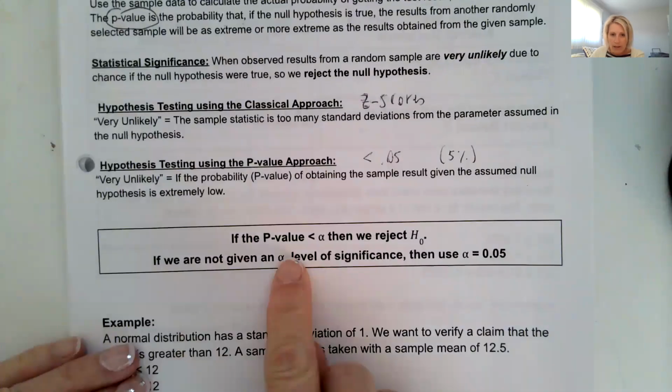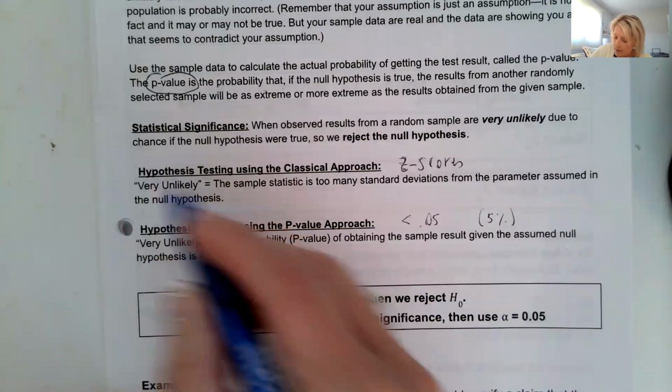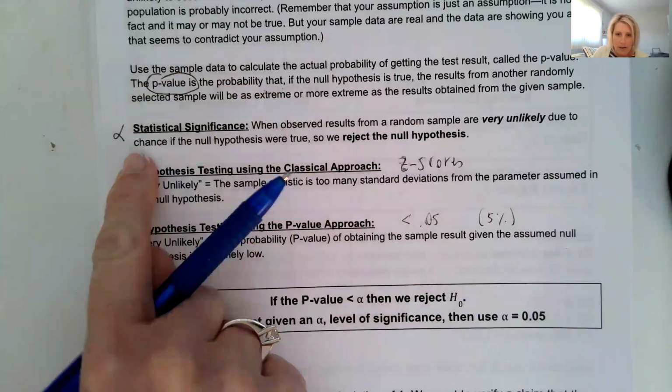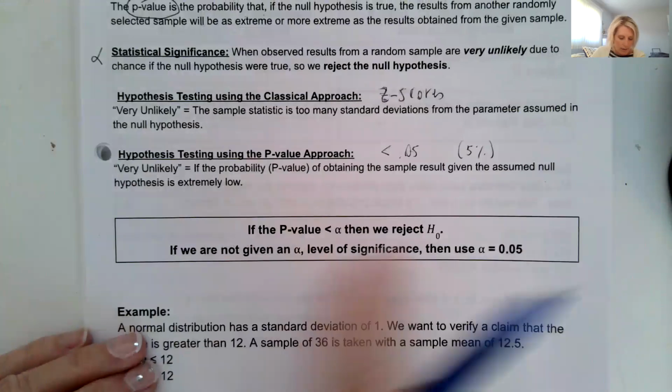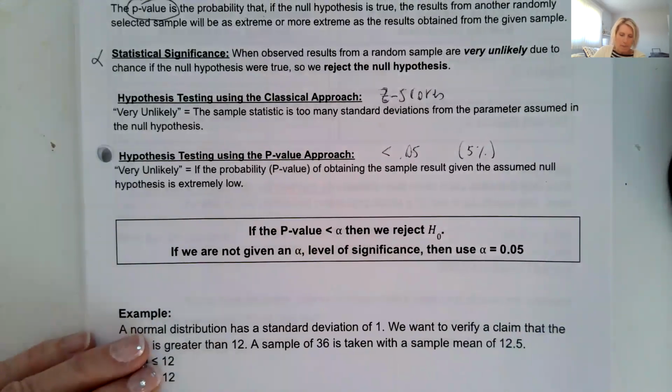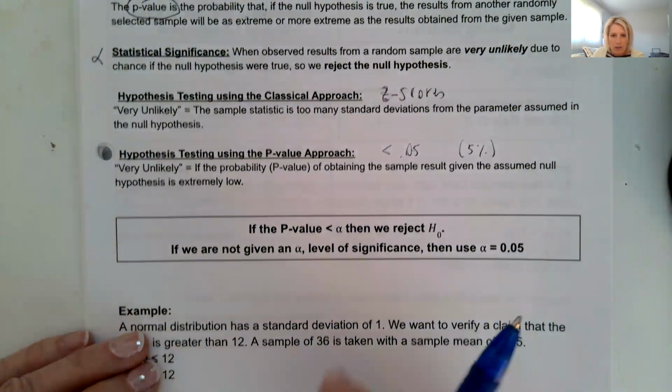If we're not given an alpha, a level of significance, our statistical significance level is always what we call alpha up here. If we're not given that, we're going to assume that it's 0.05. Okay, and so we're going to use that.